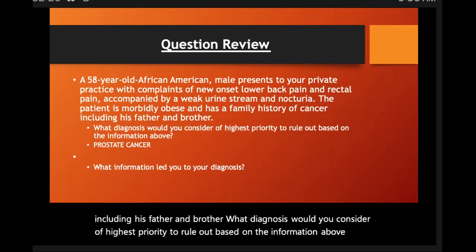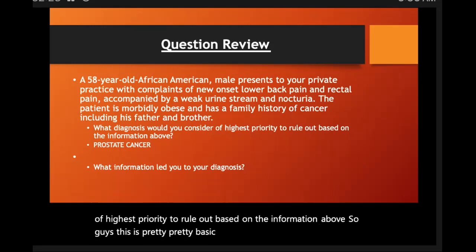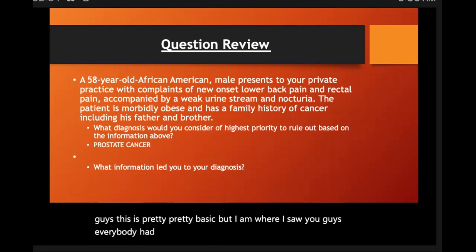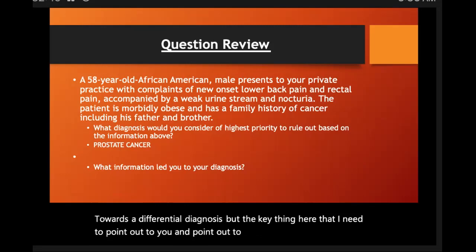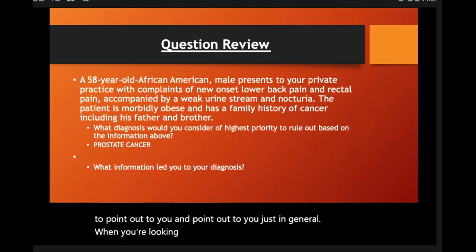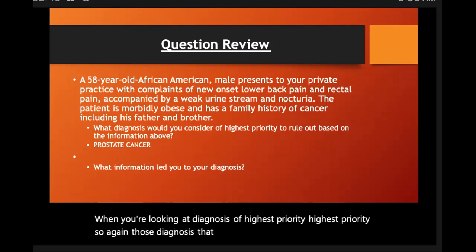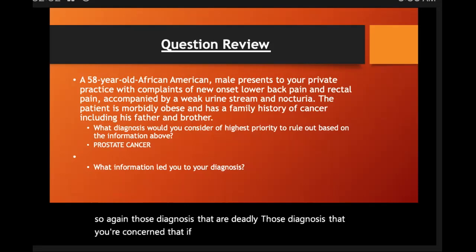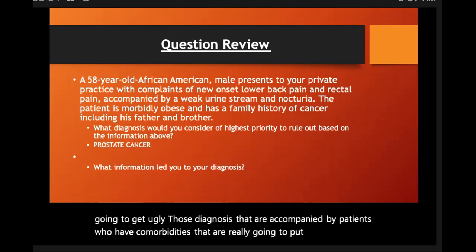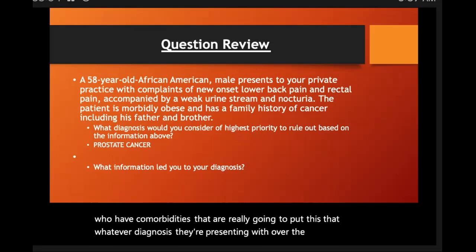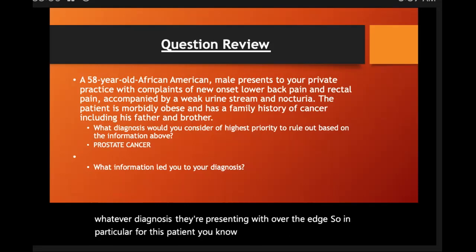So guys, this is pretty basic, but when I looked at your answers, everybody had the right answer in terms of going in the right direction towards a differential diagnosis. But the key thing here that I need to point out to you in general, when you're looking at diagnoses of highest priority, guys, are those diagnoses that are deadly, those diagnoses that you're concerned that if they don't get treatment immediately, it's going to get ugly. Those diagnoses that are accompanied by patients who have comorbidities that are really going to put whatever diagnoses they're presenting with over the edge. So in particular for this patient, we're looking at what information led you to your diagnosis.